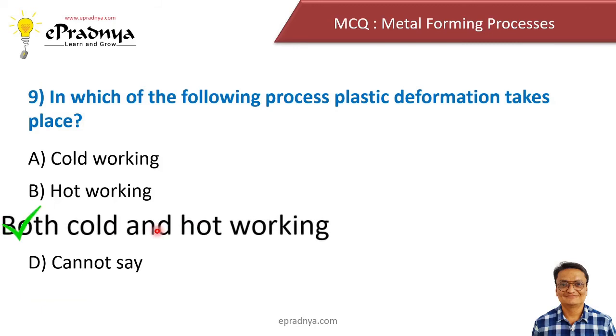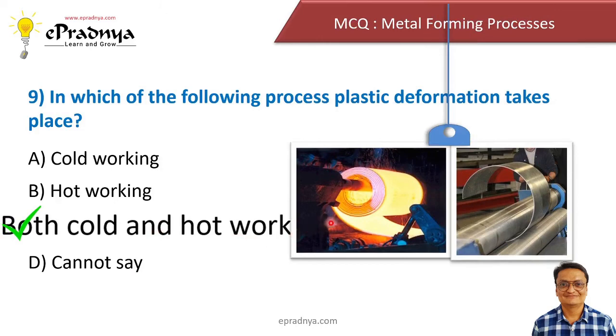Now, plastic deformation takes place whenever there is a forming process. Whenever we apply force to change the shape and size of a material, whatever the temperature of that material, plastic deformation will take place, may it be a hot working process or a cold working process.